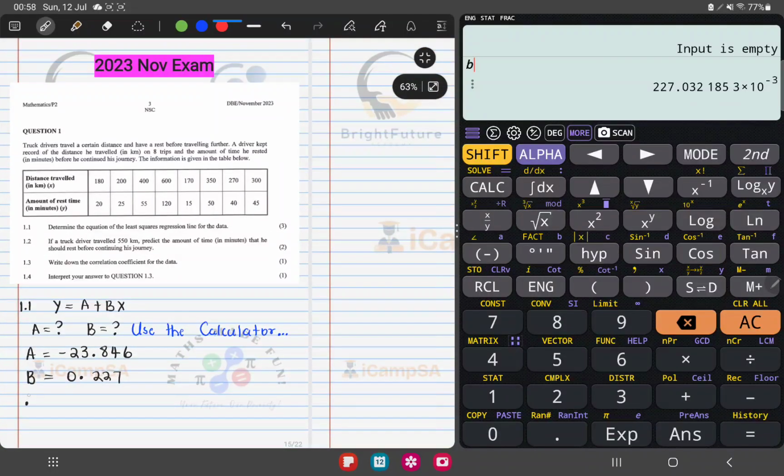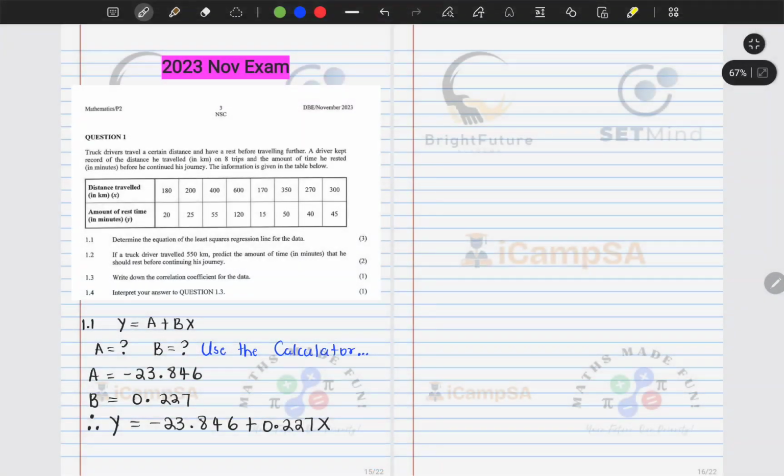So therefore we can write our equation. Y equals, for A, we have minus 23.846, then plus 0.227 times x. Okay, so we're done with that.